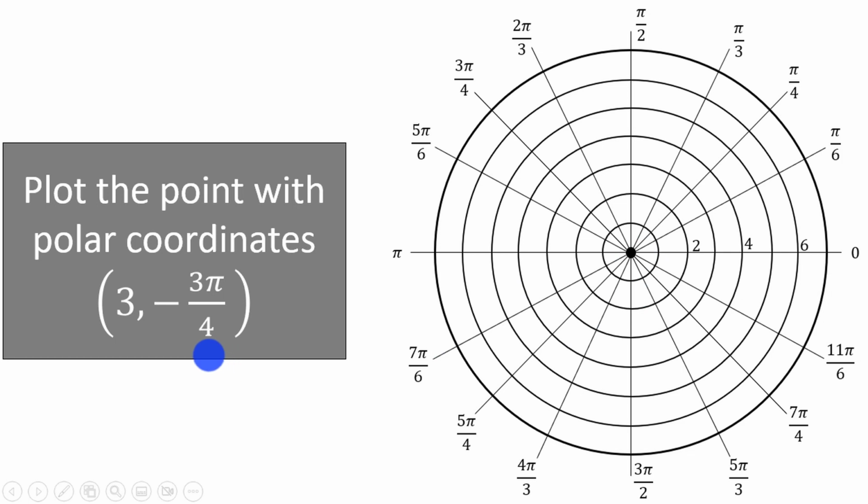So where is negative 3 pi over 4? Well, this would be negative pi over 4. This would be negative 2 pi over 4. So that means that 5 pi over 4 must be coterminal with negative 3 pi over 4. So we must go out 3 units in that direction. So we have 1, 2, 3. We would be at this point right here. This is the point 3, negative 3 pi over 4 if we are plotting in polar coordinates.